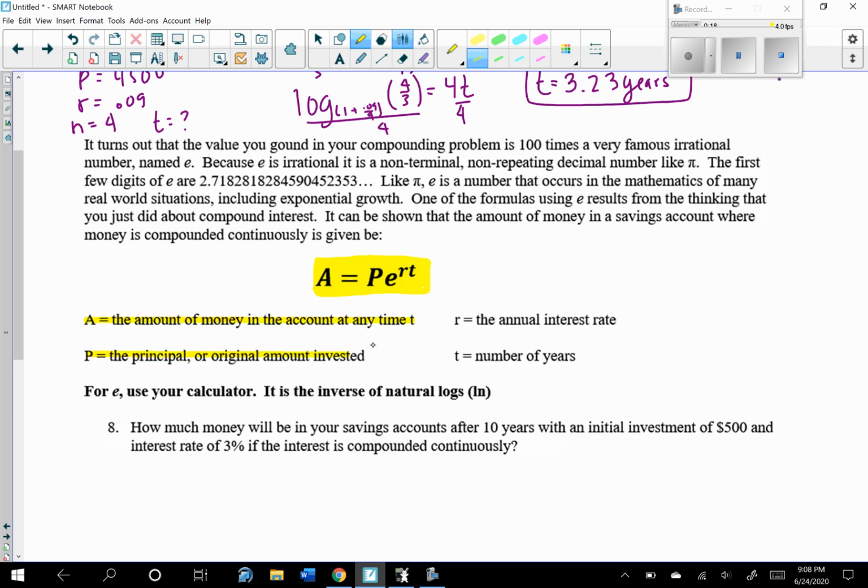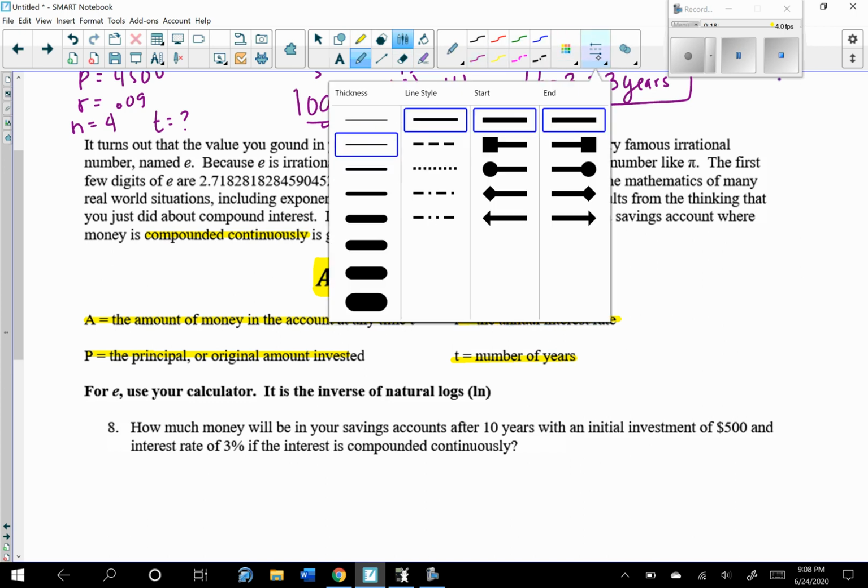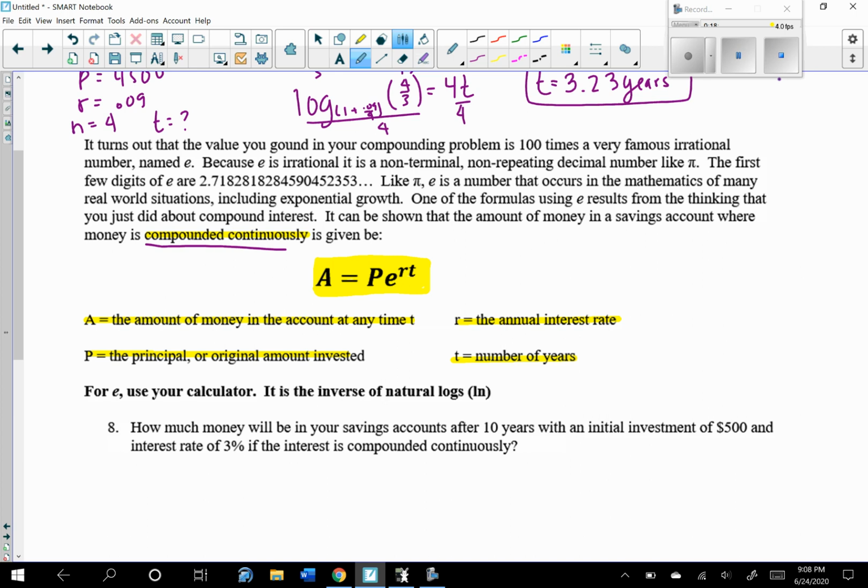And the key words for using this formula are the fact that it says compounded continuously. If you see those words in a problem, that is the key to tell you that you are going to use this formula.